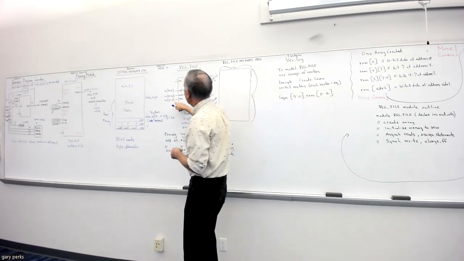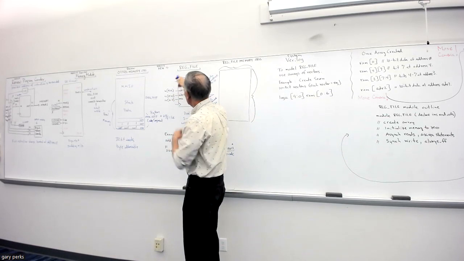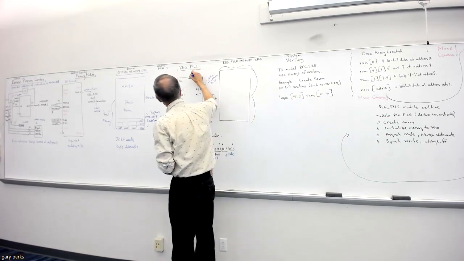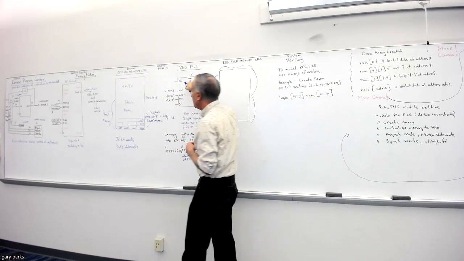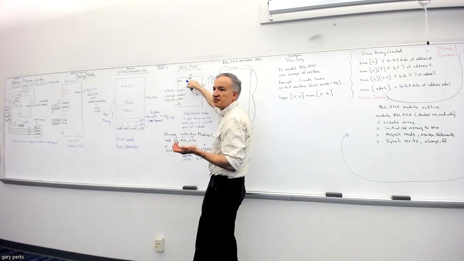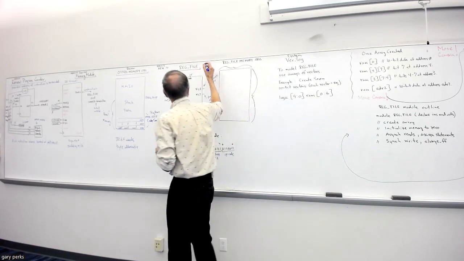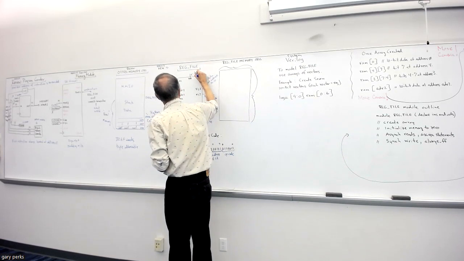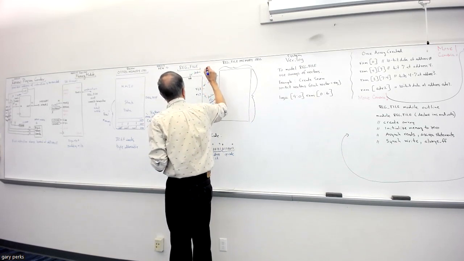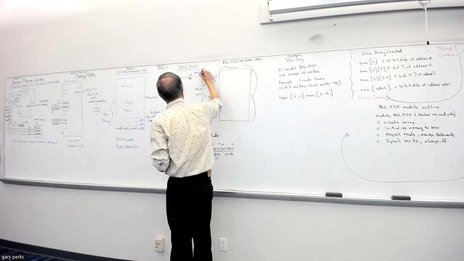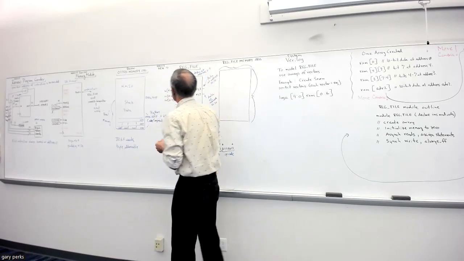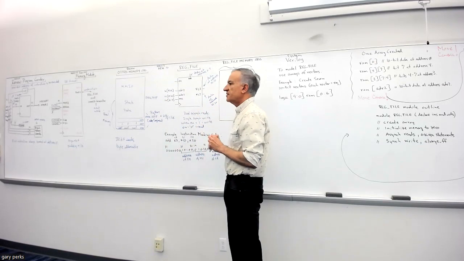Okay, and then when you're writing, the enable has to be a 1. And then the data that gets written in is what's going to be at this input here, WD. WD stands for write data. And that's going to be the data at the address 11 to 7. Okay, so that's your write address.